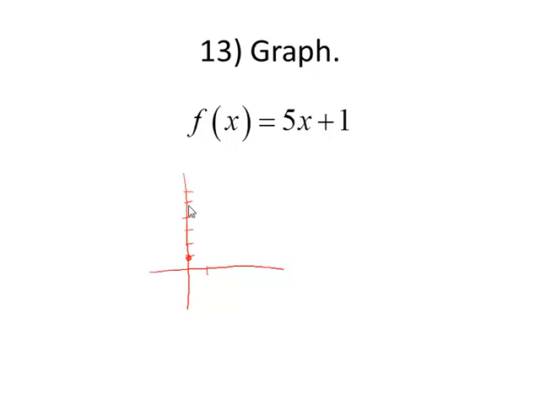Start at 1, up 5, 1 to the right, and see if I can do this without a ruler. Wow, almost straight. There's the line.